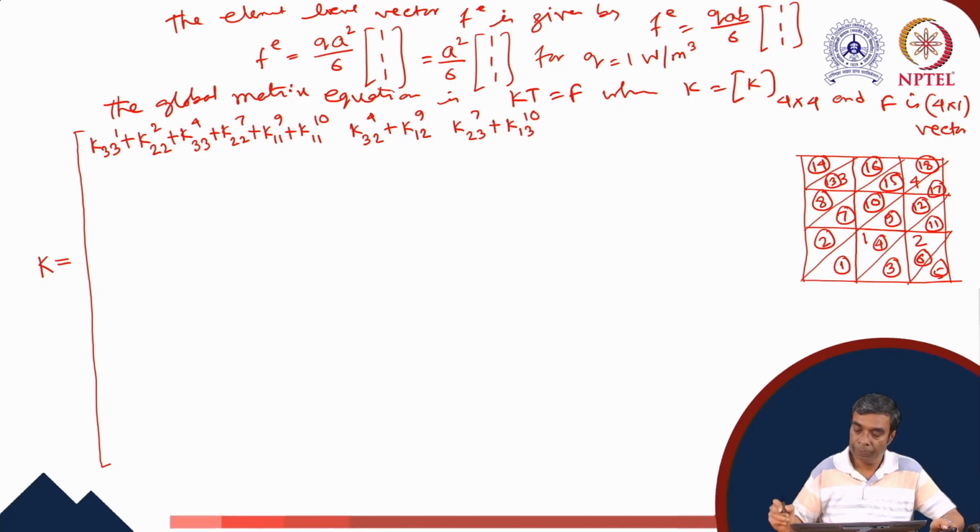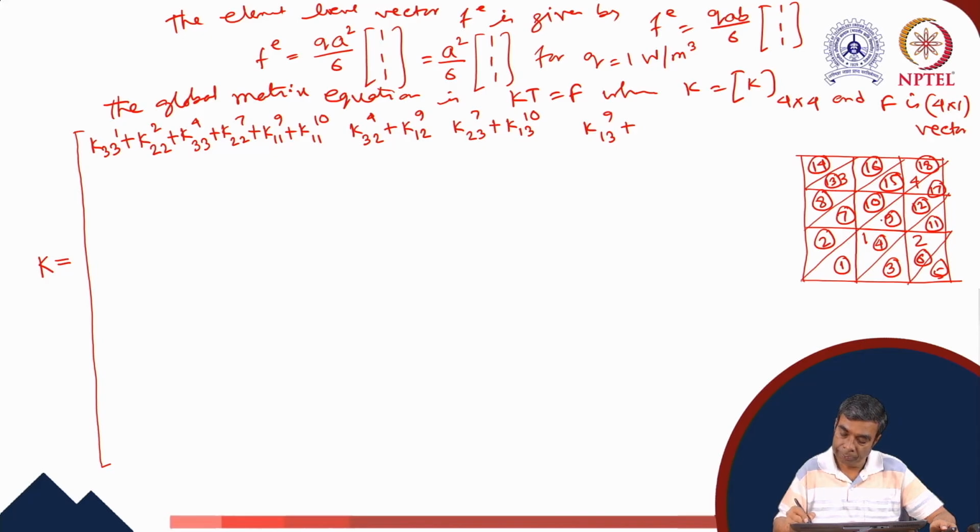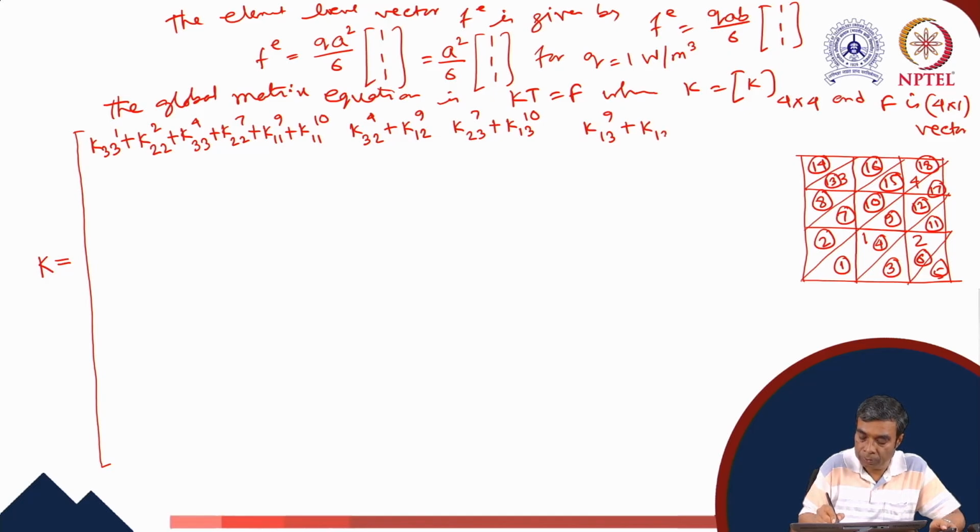Now if we go for K14, this 1 and 4 they belong to elements 9 and 10. So K14 equals K139 plus K1210. So we have constructed the first row of this global matrix. Then we go for the second row.